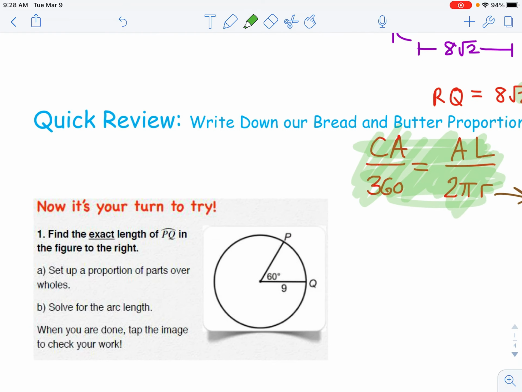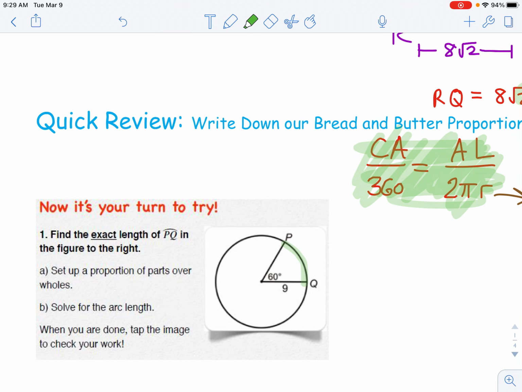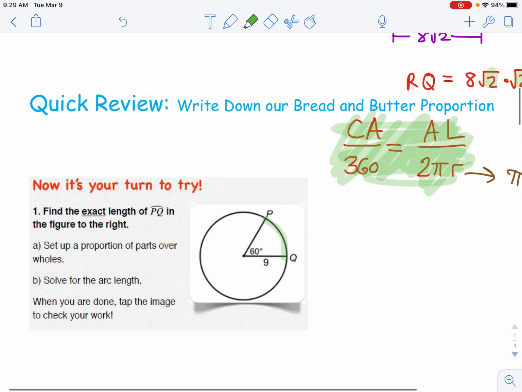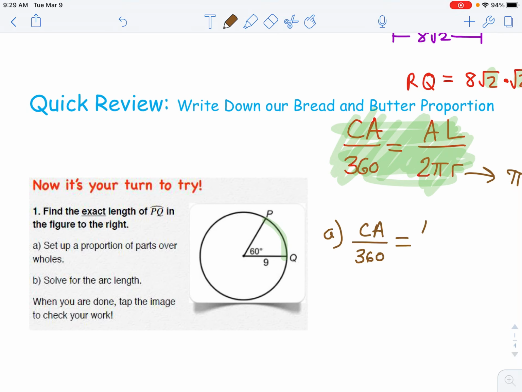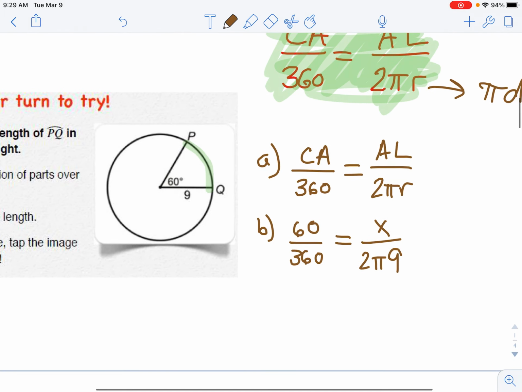So we're going to find the exact length of arc PQ in the figure to the right. We're going to set up a part over the whole proportion. Remember, that's what we just did, but I'm going to say this again. Central angle is a part of 360, and then the arc length is a part of the circumference, which is 2 pi r. So it's a part over the whole. In this case, it's going to be 60 over 360, and then I get lazy and call arc length x because that's what we're solving for, over 2 pi 9.